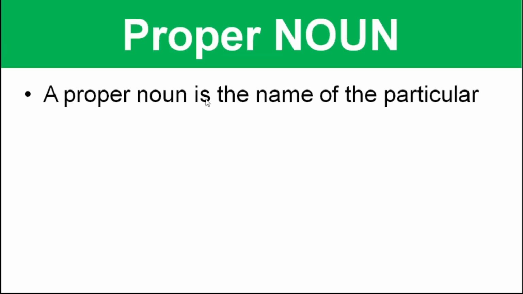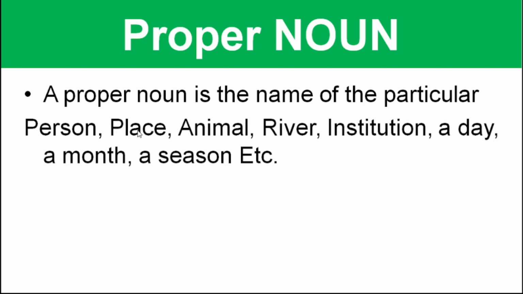A proper noun is the name of a particular person, place, animal, river, institution, a day, a month, a season, etc. So we know that a proper noun is the exact name of a person or a place or animal or something. Everything has its own specific or exact name, and that is called a proper noun. Look at an example.